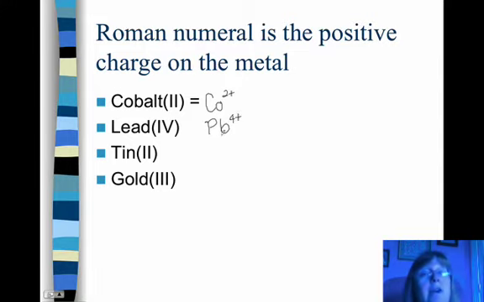Notice again, these are all metals and they all have a positive charge. They've lost electrons. Tin(II) is tin with a +2 charge, and gold(III) is gold with a 3+ charge. All of these metals have variable oxidation numbers, and so we have to be specific. We have to say which cobalt or which lead.